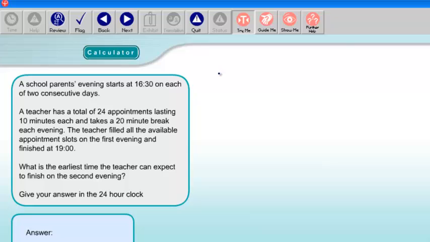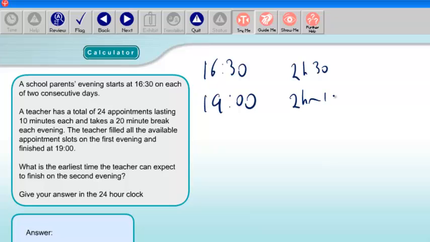So I'd be using my mini whiteboard for this one. Okay, they started at 16:30 and finished at 1900 hours on day 1. So that's 2.5 hours, let's write that down, 2 hours and 30 minutes was available, minus 20 minutes because of the break time that was used. So that left only 2 hours and 10 minutes available for appointments.